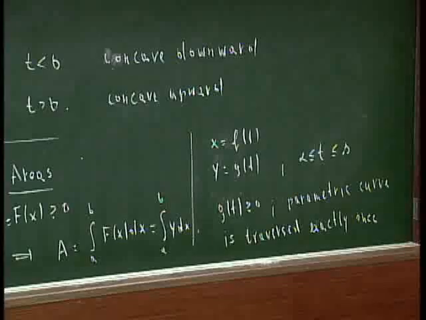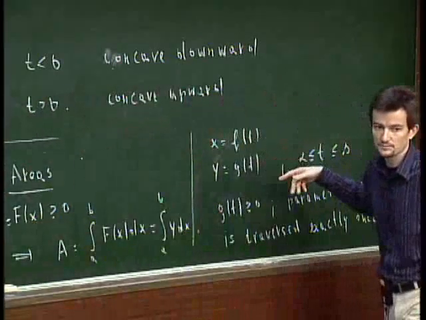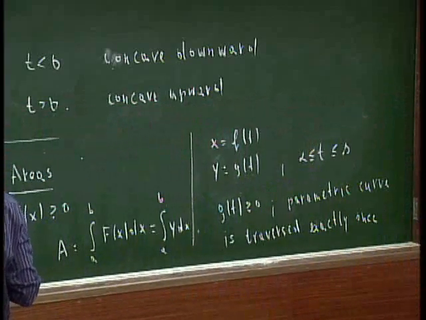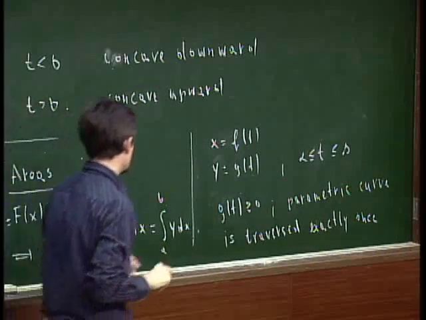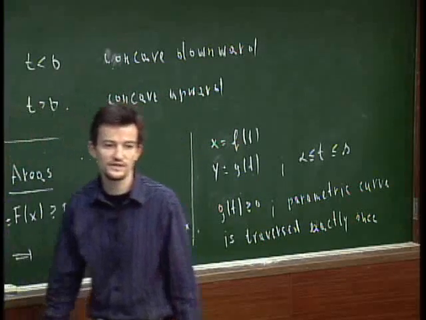And if you write it like this, then you do not have to go first to the explicit solution. So you do not have to eliminate the parameter before you can use the formula. So the integral from alpha to beta, and now for y you have g of t, so you just interpret this formula in terms of the parametric equation. So this should give you the area.